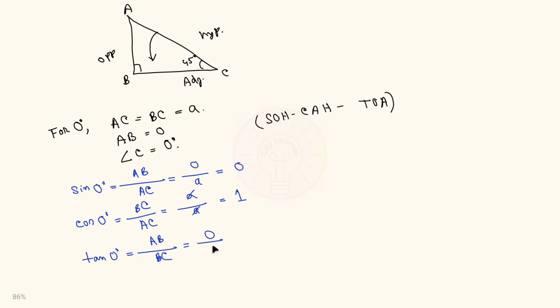So now if we calculate the cot 0 degree, it is the reciprocal of tan 0 degree. 1 by 0, it will become infinity or not defined. And then sec 0 degree is equal to 1 by 1 is equal to 1. And cosec 0 degree is the reciprocal of sin 0 degree. Sin 0 degree is equal to 0, 1 by 0, again it will become not defined or infinity.